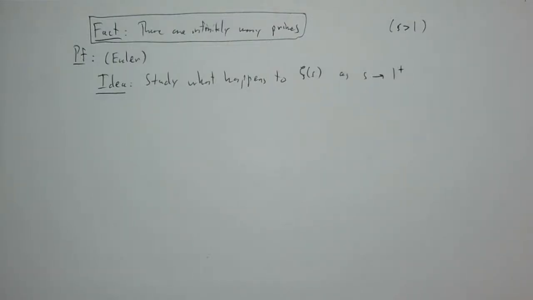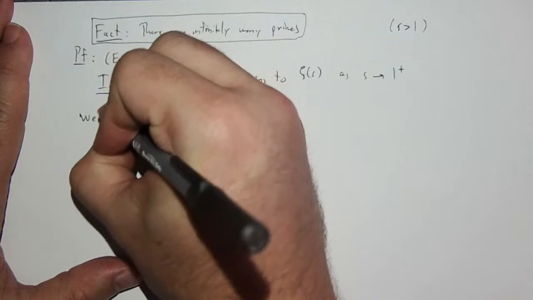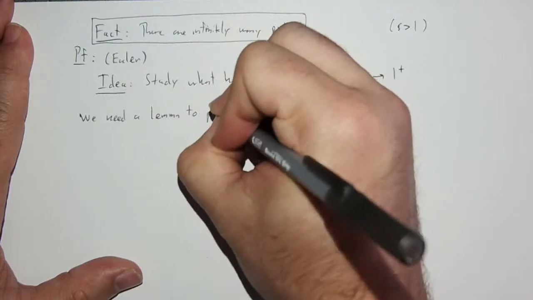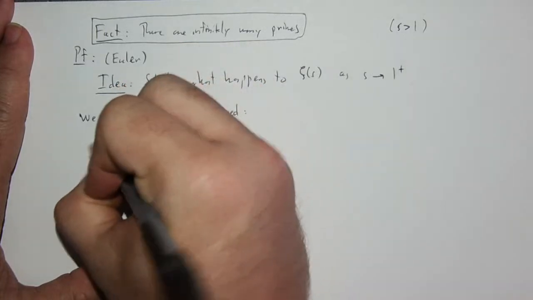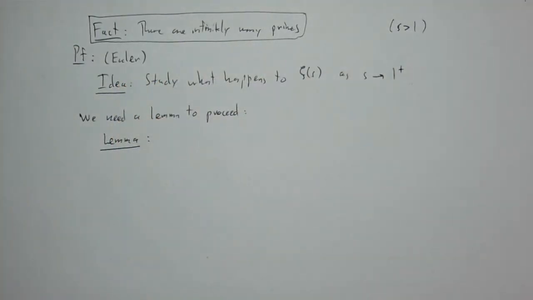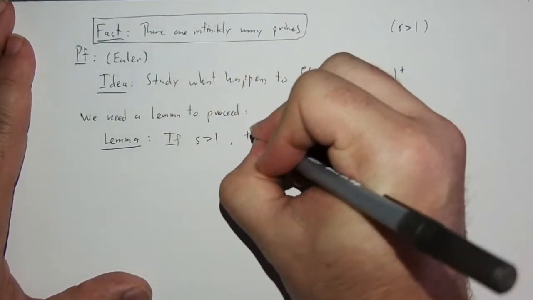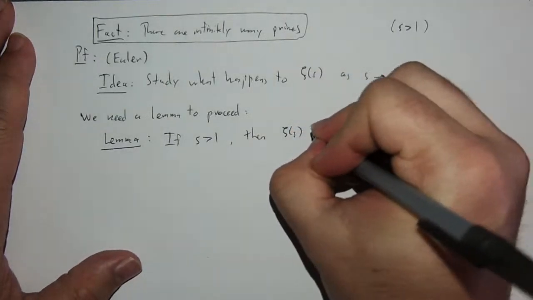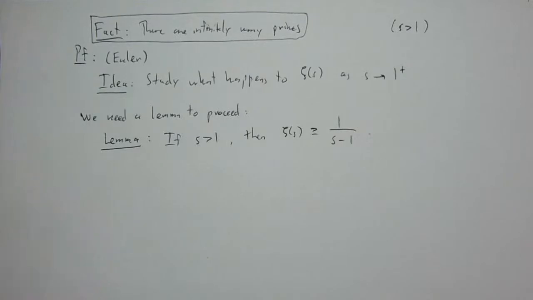So we need a lemma first. We need a lemma to proceed. The lemma in question is the following. If s is greater than 1, then zeta of s is greater than or equal to 1 over s minus 1.